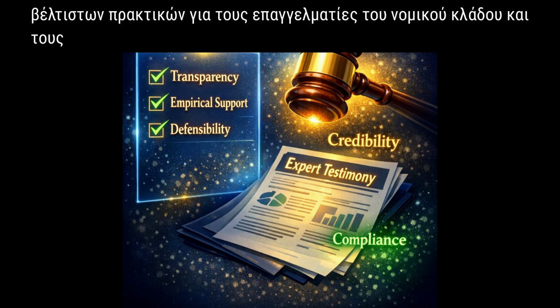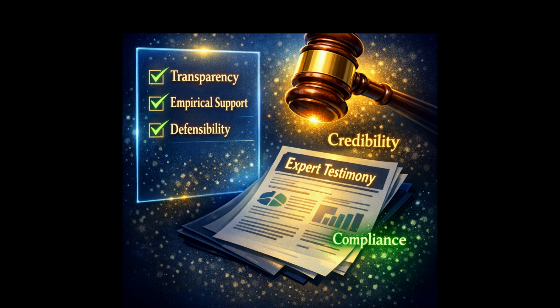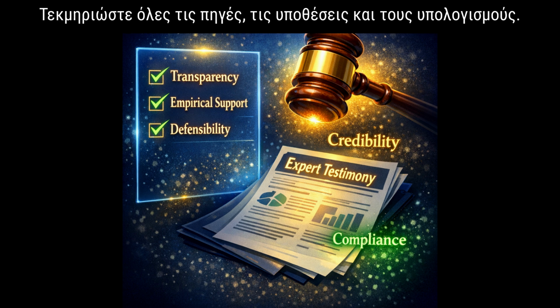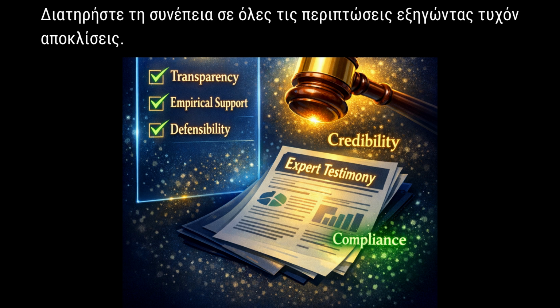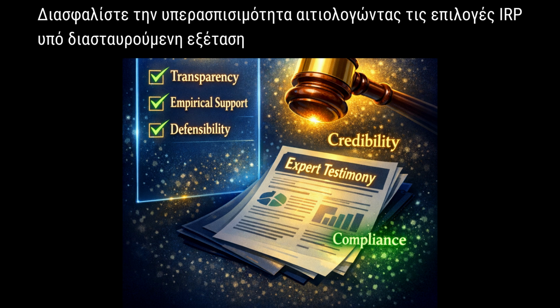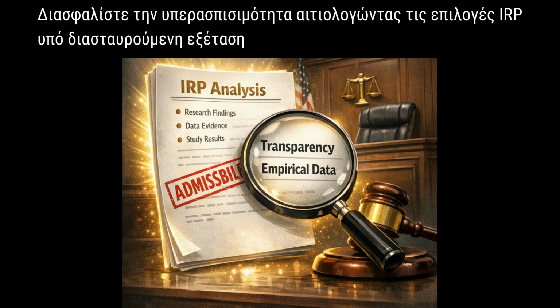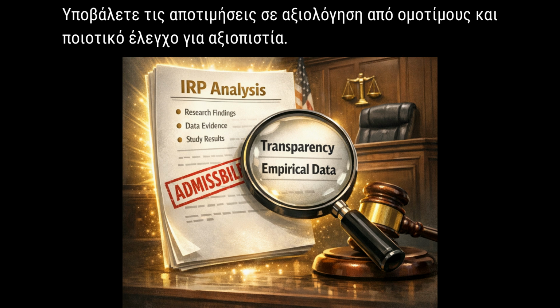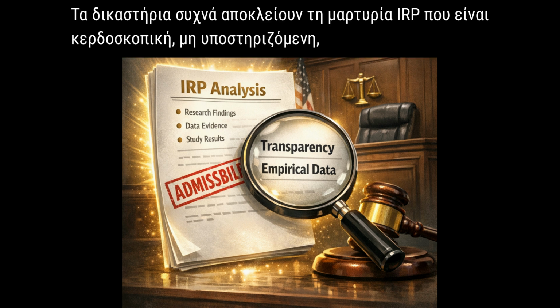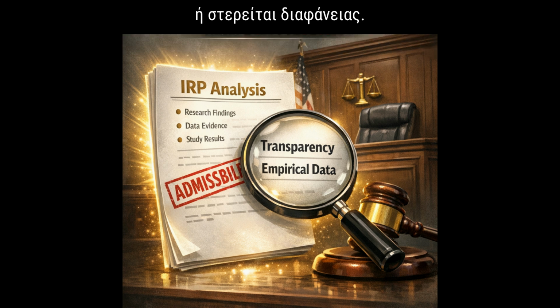Best practices for legal professionals and expert testimony. Transparency is key. Document all sources, assumptions, and calculations. Use peer-reviewed, data-driven sources for IRP selection and maintain consistency across cases, explaining any deviations. Ensure defensibility by justifying IRP choices under cross-examination and communicate findings clearly in non-technical language. Subject valuations to peer review and quality control for reliability. Key finding: courts often exclude IRP testimony that is speculative, unsupported, or lacks transparency.